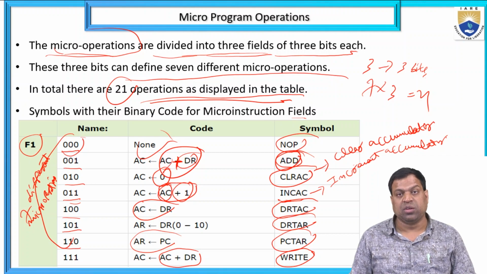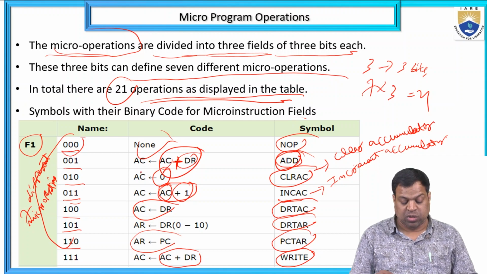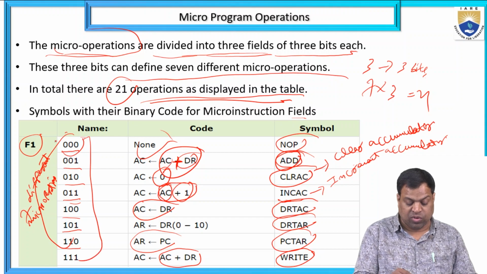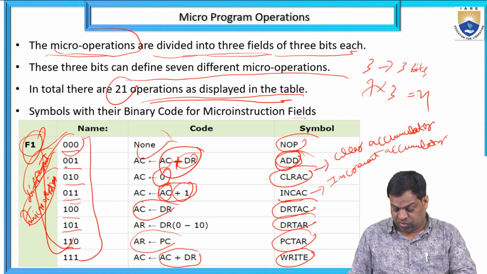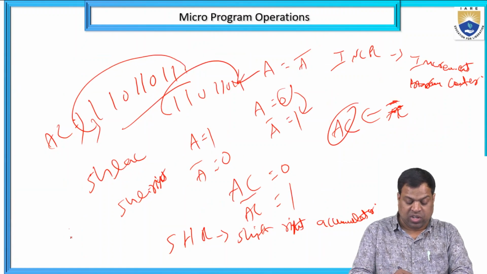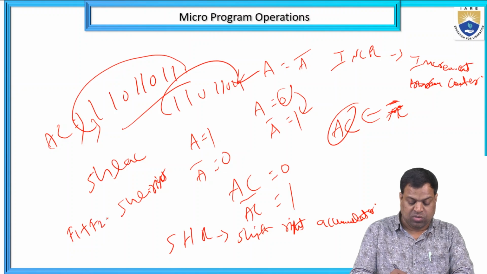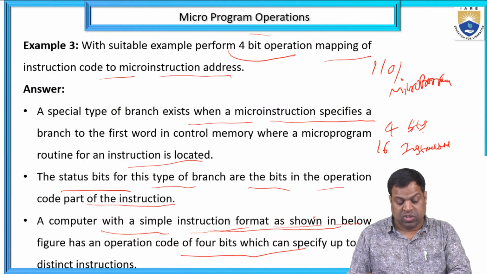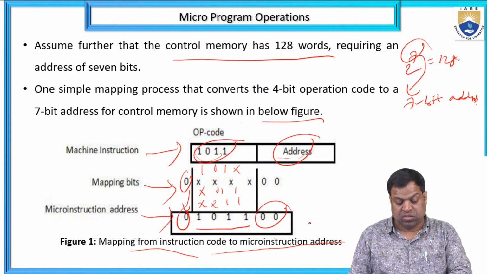Symbols with their binary code for the micro instruction fields. I am taking from 000 to 111. How many are there? 7 different micro operations belong to F1. Another 7 different micro operations belong to F2. Another 7 different micro operations belong to F3. So F1 plus F2 plus F3, 21 different micro operations are performed.